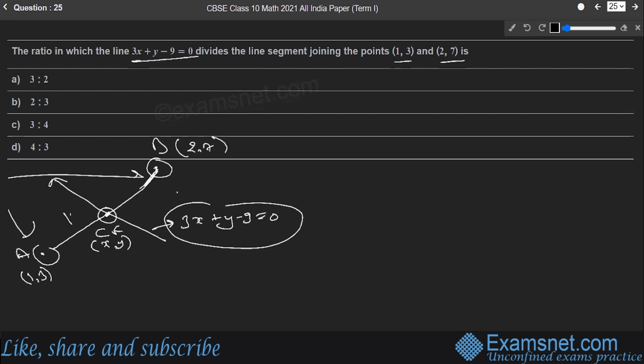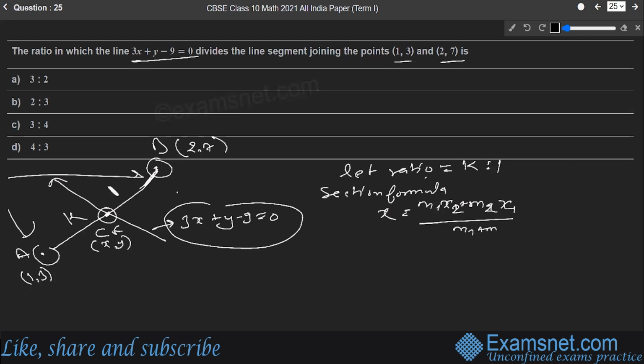And let's say the ratio is k is to 1. In what ratio it cuts? Let's say the ratio is coming out to be k is to 1. Now we can use the section formula. We can find out the x and y coordinate of the C. The section formula says the x coordinate is x equal to m1 x2 plus m2 x1 over m1 plus m2, and for the y coordinate it is y is equal to m1 y2 plus m2 y1 over m1 plus m2.